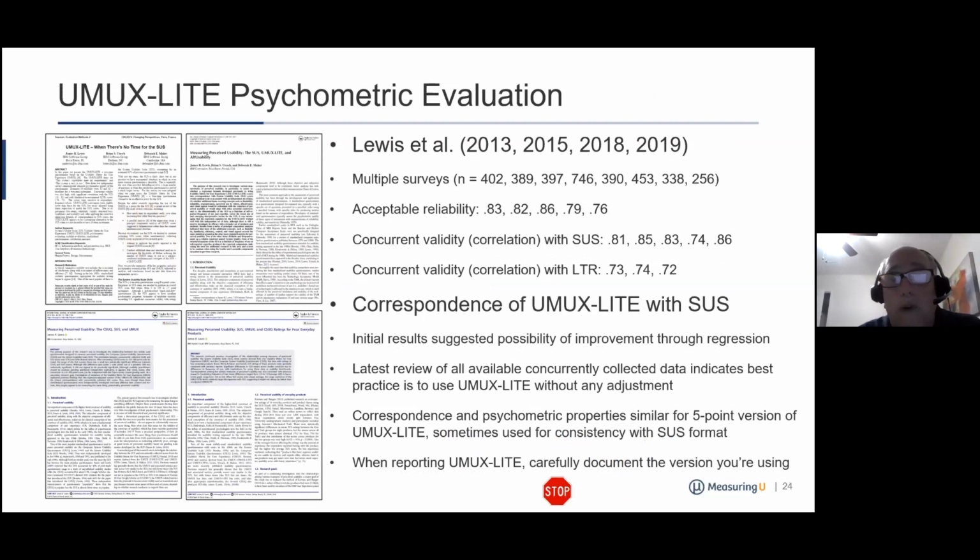So over a number of years, starting in 2013, we've conducted a number of sets of research, multiple surveys. We find that the UMUX-LITE has acceptable reliability. It correlates very closely with the SUS, and correlates very closely with the likelihood to recommend scale that is the basis of the Net Promoter Score. And it does very well. So anyway, this is my next stopping point.